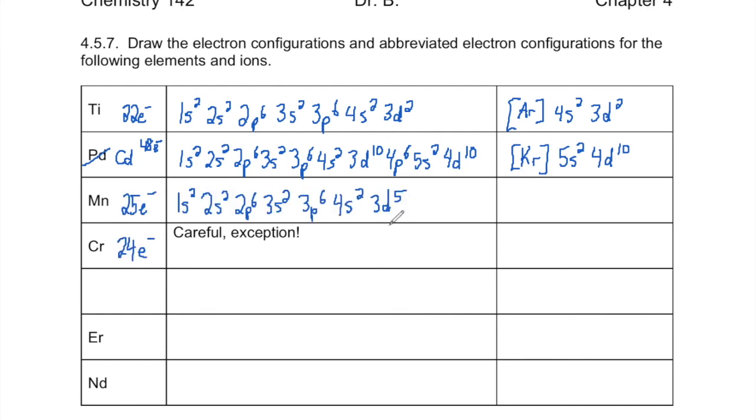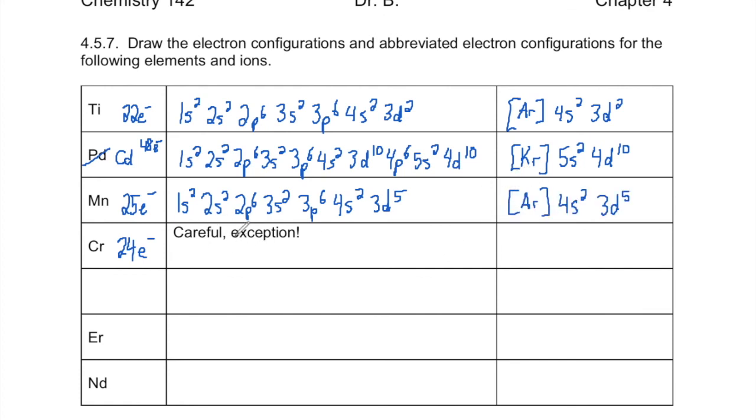So manganese with 25 electrons puts the first 18 into the same orbitals that argon would use, and then 2 more to make it to 20, and 5 more going into the 3d orbital to get 25.